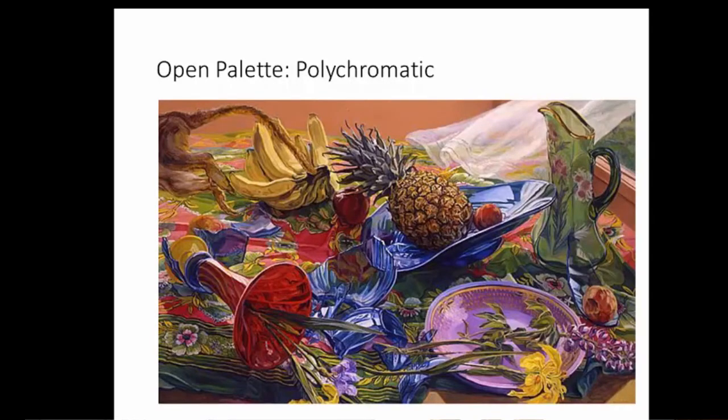Another color palette is called polychromatic. Poly, many, chroma, color. A polychromatic palette is four or more colors. So while all the restricted palettes that we just saw are three or less colors, the open palette is four or more. And so you obviously can see with a four color or polychromatic palette, there is just a lot of visual stimulation and visual excitement that occurs.